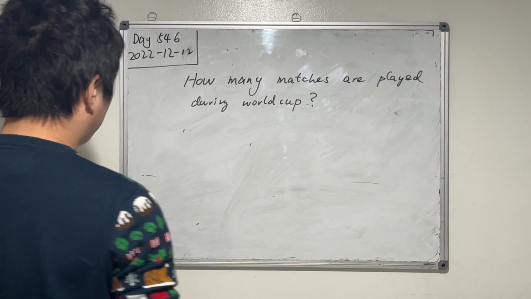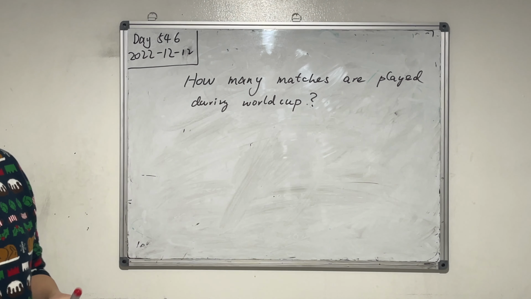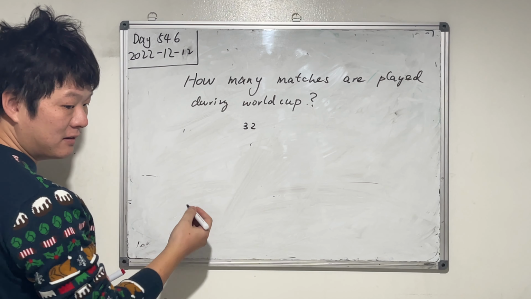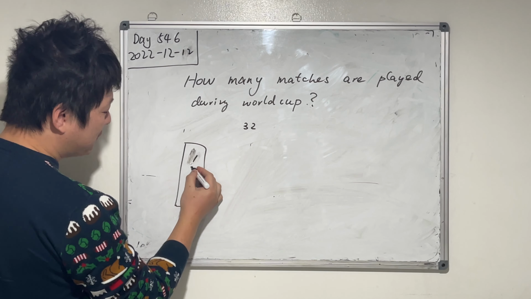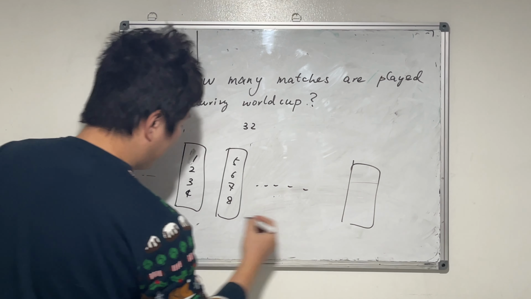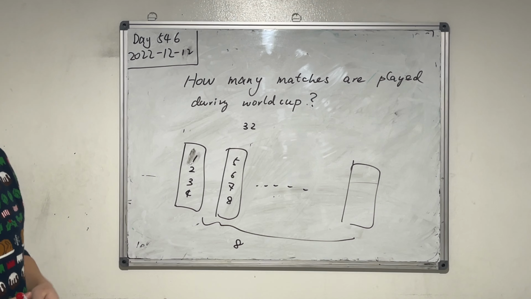Okay, so today we talk about this question. How many matches are played during the World Cup? We know that there are 32 teams, right? 32 teams. How many groups are there? 8. So A, B, C, D, E, F, G, H, right? 4 teams each. 1, 2, 3, 4, 5, 6, 7, 8. There are 8 groups. So in the group, how many matches are played?